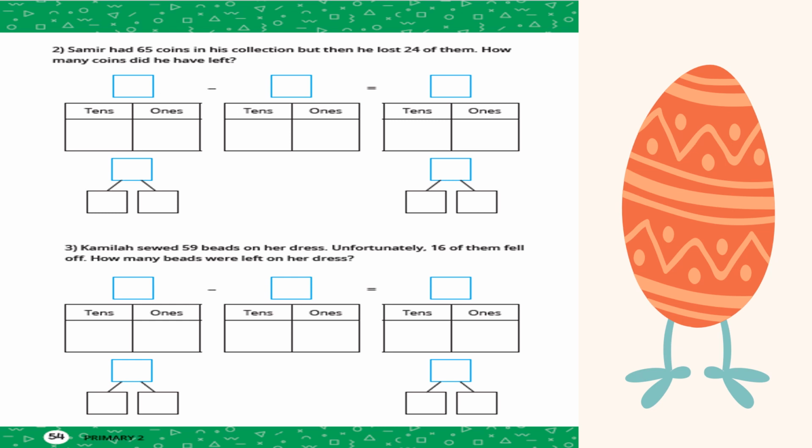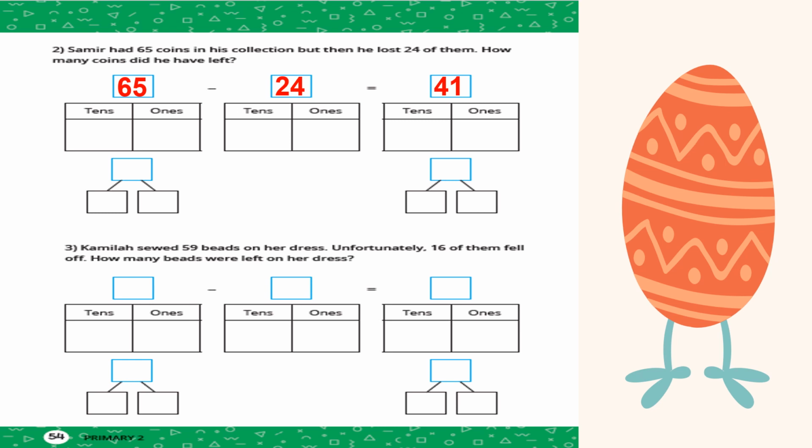Samir had 65 coins in his collection, but then he lost 24 of them. How many coins did he have left? Left is a keyword for subtraction. So 65 minus 24. Let's start with ones. 5 minus 4 equals 1. 6 minus 2. Count from small to big. After 2: 3, 4, 5, 6. How many fingers? 4. So 65 minus 24 equals 41.